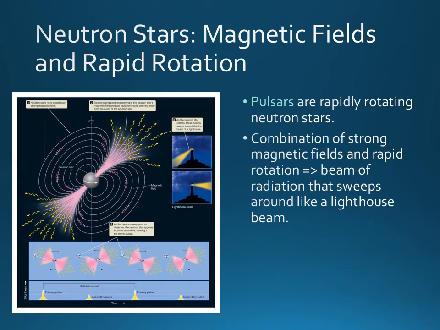As a highly magnetized neutron star rotates rapidly, light is emitted, much like the beam of a rotating lighthouse. From our perspective, as these beams sweep past us, the star appears to pulse on and off, and this is why they are called pulsars. Pulsars are rapidly rotating neutron stars.